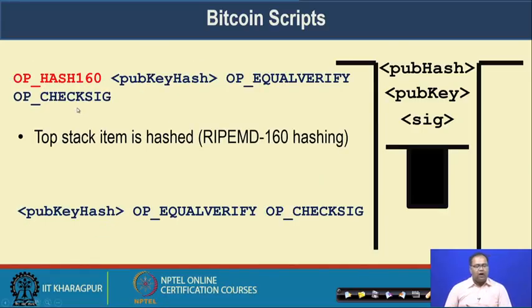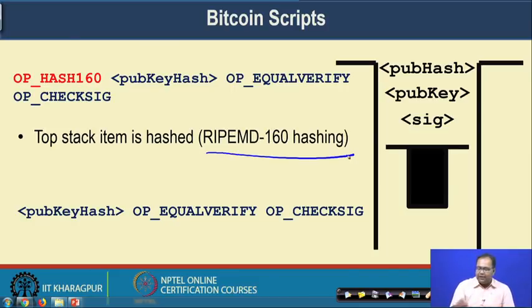Then we have the operator OP_HASH160. What does this operator do? It applies the RIPEMD-160 hashing mechanism on top of the pub key entry that was at the top of the stack. By applying this hash, you get an operand, the pub hash, and after applying this operator, it is pushed inside the stack.